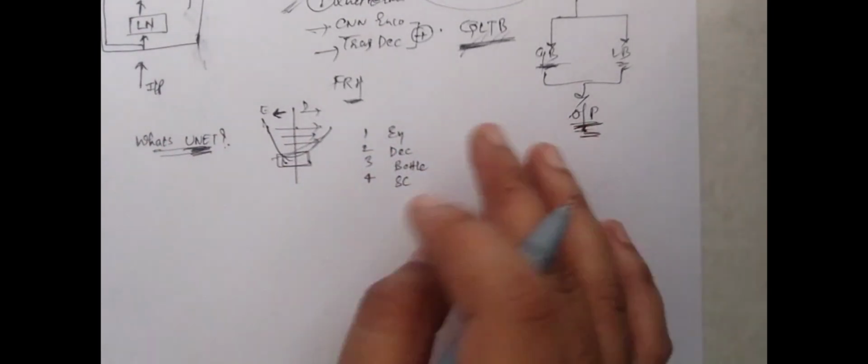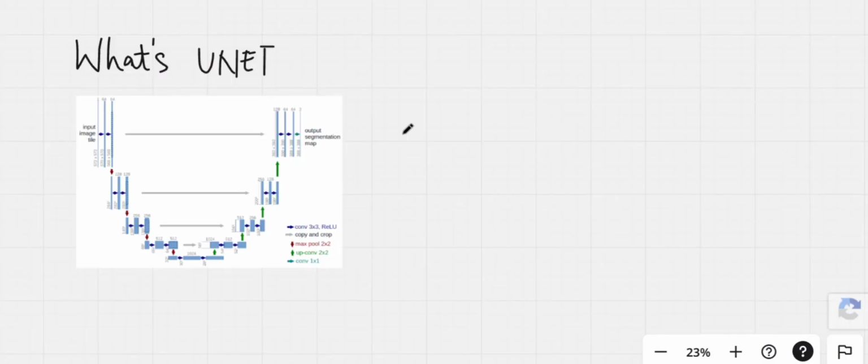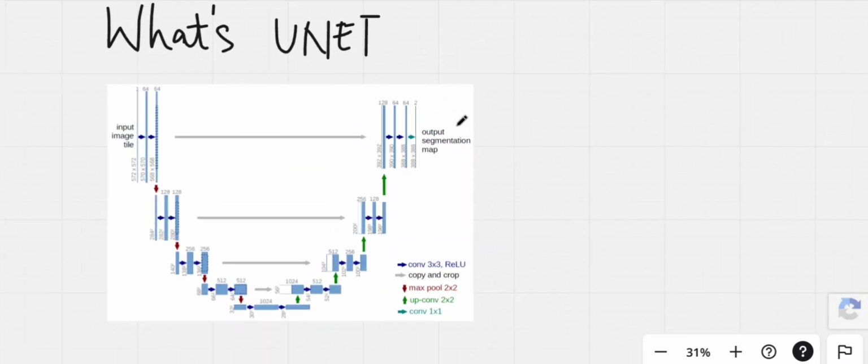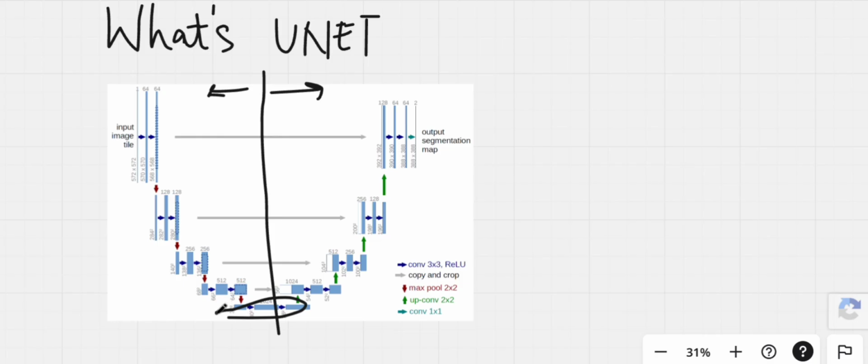Let's get into the architecture slowly. Let's deep dive into the architecture. U-Net is called so because it's in a U shape. Here we have mainly 4 parts: encoder, decoder, skip connection, and bottleneck. If we split this into 2, this is the encoder part, this is the decoder part, and the one below is the bottleneck. Then this gray-colored one is a skip connection.